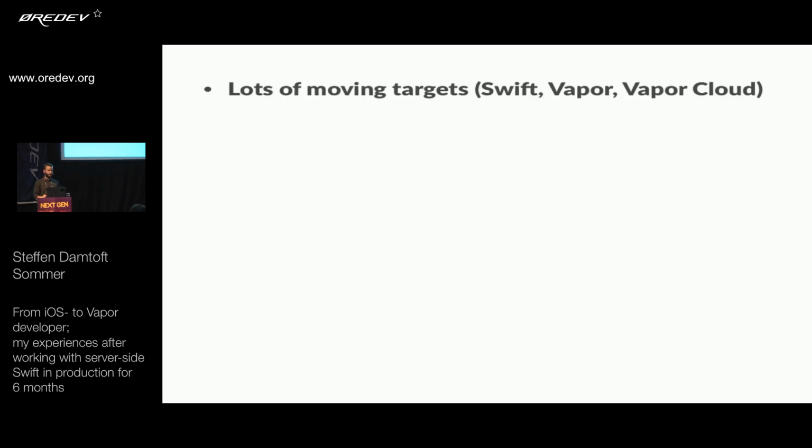There's lots of moving targets. The Swift language, the Swift package manager, we have the Vapor framework, we have Vapor Cloud, migration pains, breaking changes, depending on third-party packages and the ripple effects when something breaks, and you depend on all the other packages being updated before you can benefit from the new Vapor update.